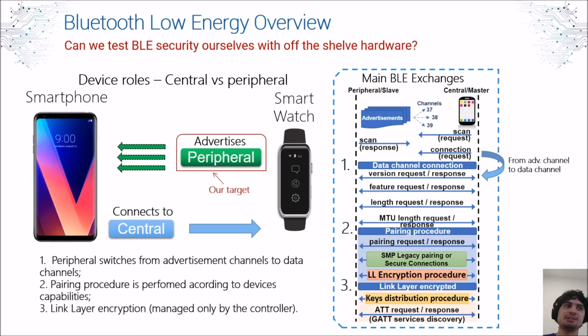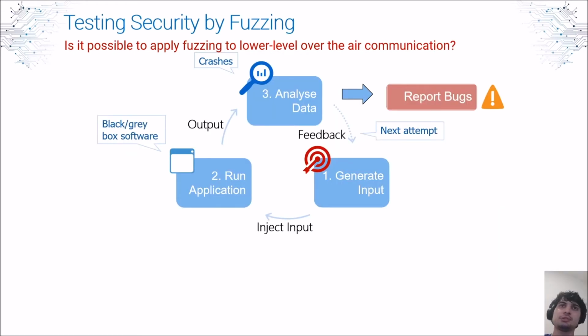And lastly, the link layer encryption, which only happens on the controller side. Another important point of why it's important to have access to the link layer. We then try to think in a way to test all those procedures that I showed before of Bluetooth Low Energy, and also to have in mind how the fields are exchanged between two devices.